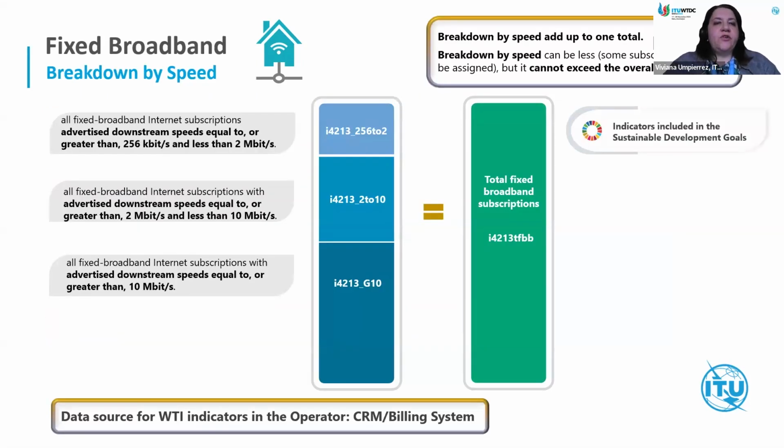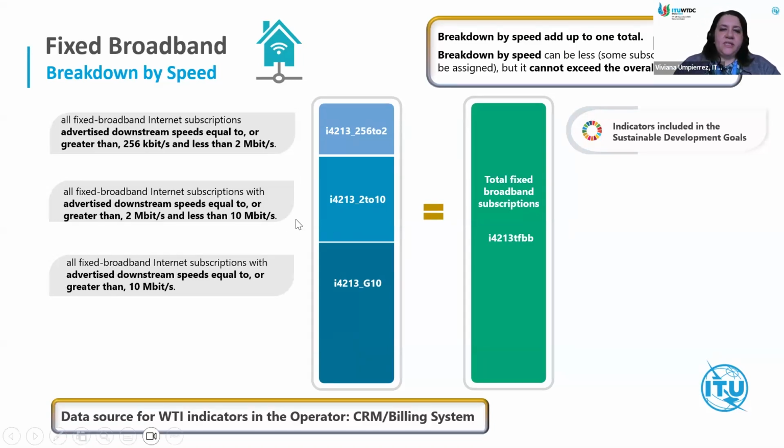Second, we ask for the breakdown by speed. It's important that you keep in mind that we ask for the advertised downstream speed in this case, and this information is obtained, again, from the CRM or the billing system, because it's the place where the operators know what kind of attributes the service has.